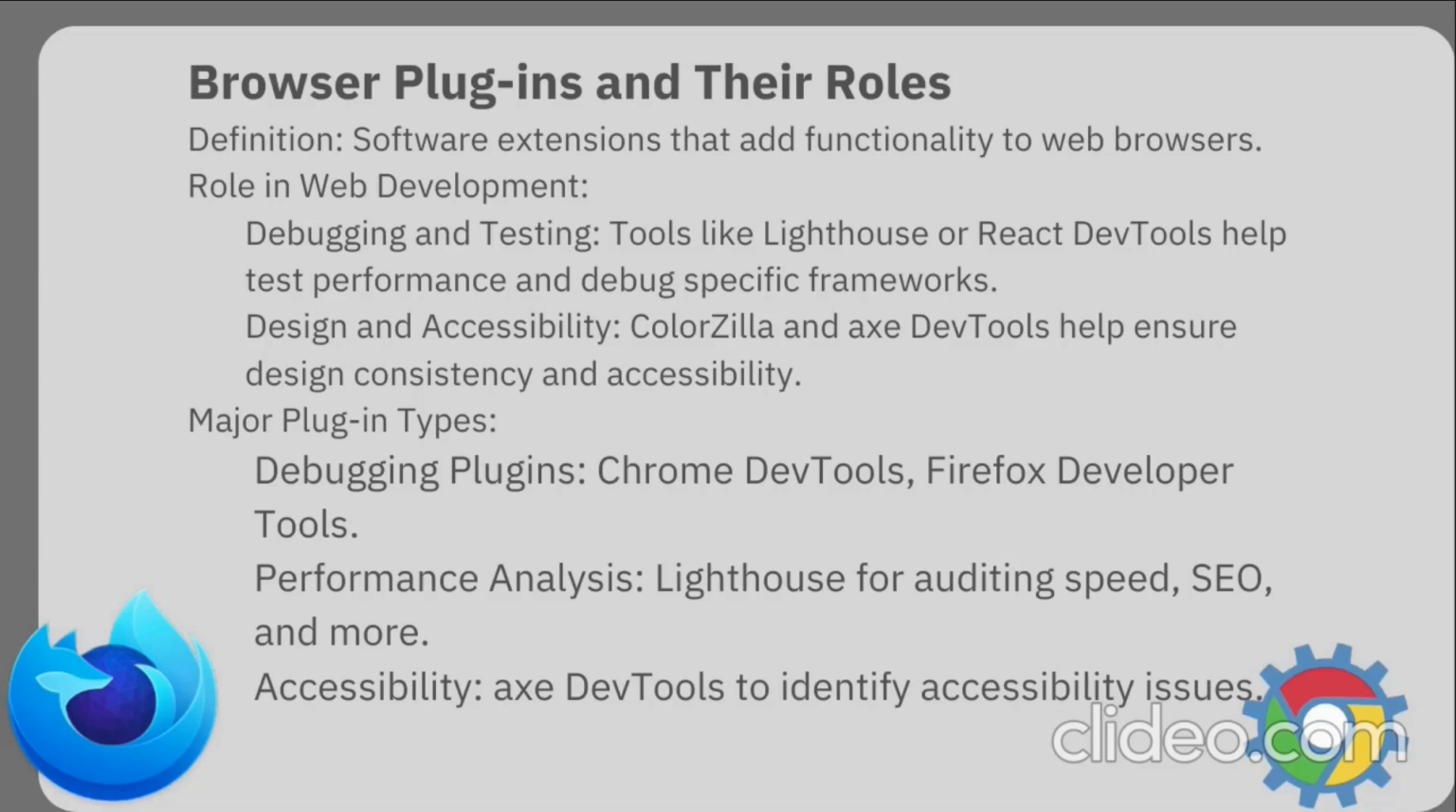Major plugin types. There are debugging plugins, for example, Chrome Dev Tools or Firefox Developer Tools, and performance analysis tools like Lighthouse for auditing speed, search engine optimization, and more. There are also accessibility tools like axe DevTools to identify accessibility issues.